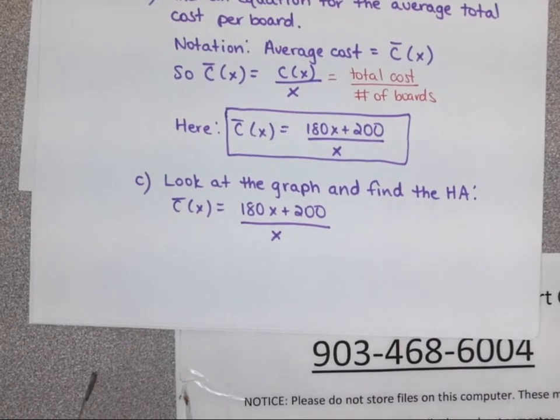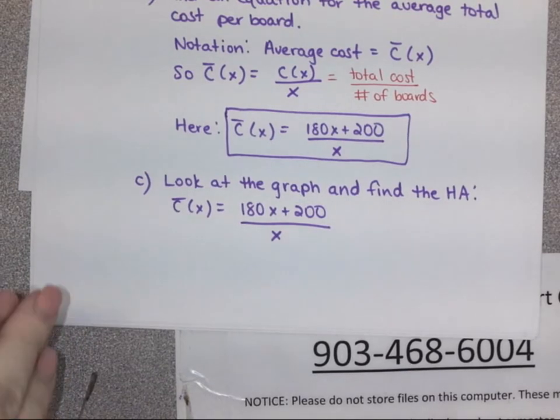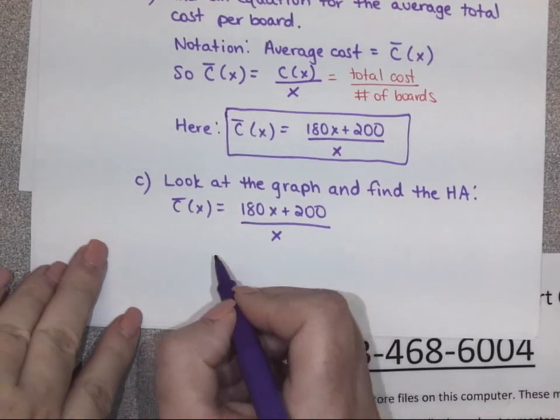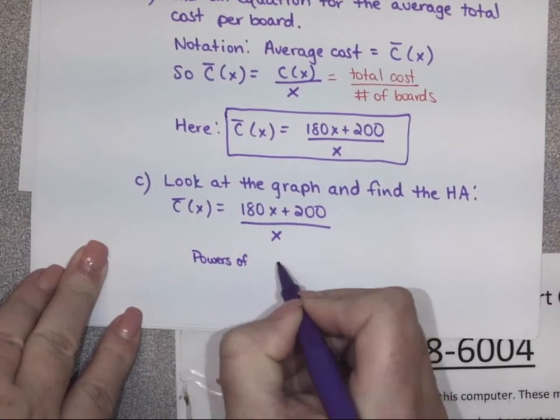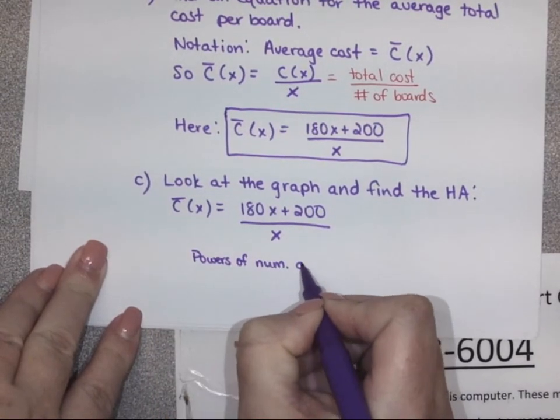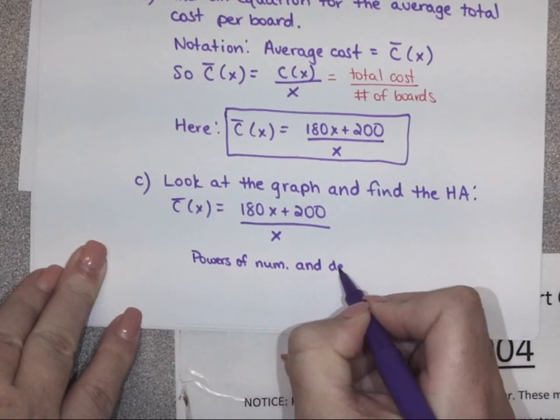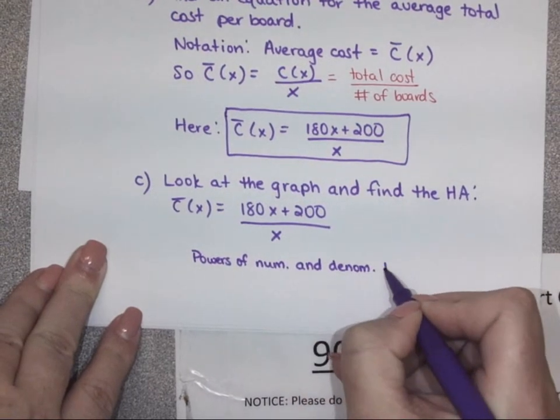Okay, so that's not me dogging on the calculators. They're great. They do a lot of things, but they can't always show you graphs that are really, really large, even when you zoom out. All right, so what do we notice? Even though the numbers are large, how do we find horizontal asymptote? We compare the powers where? Of the top and the bottom, right? So the powers of the numerator and the denominator are what? The same.